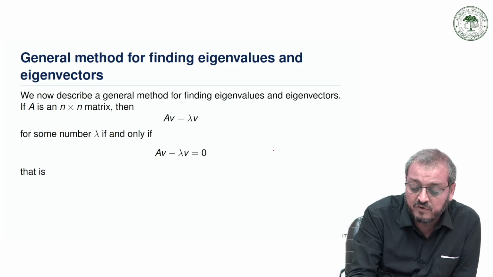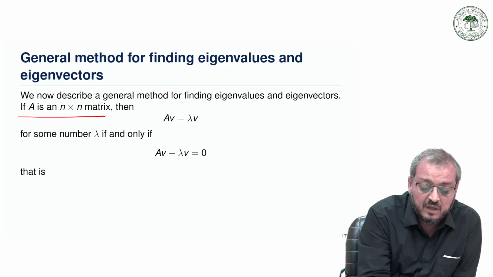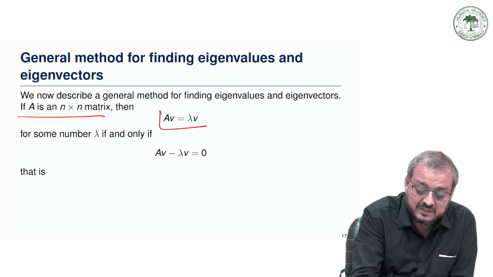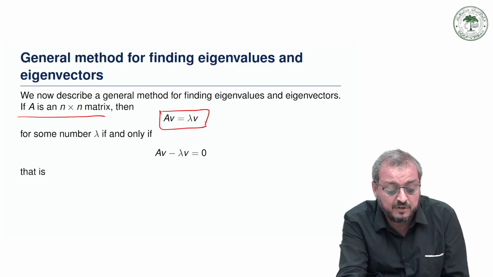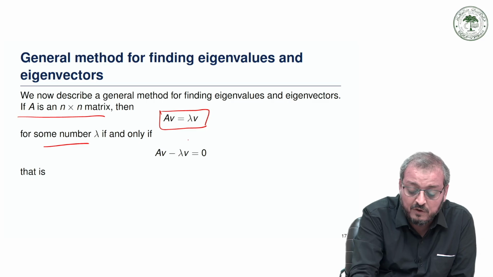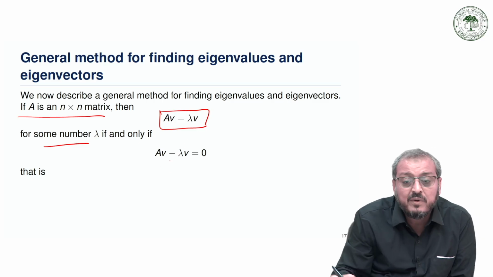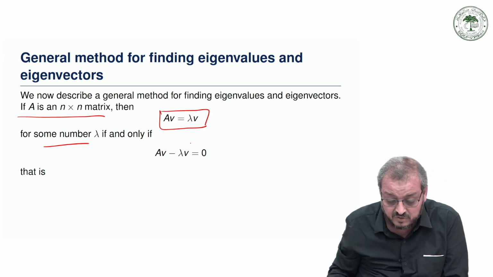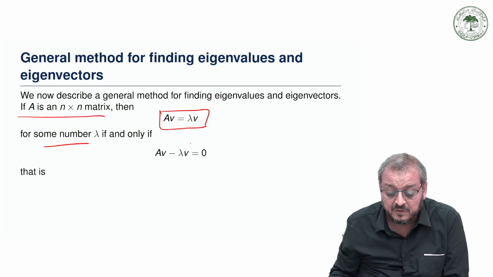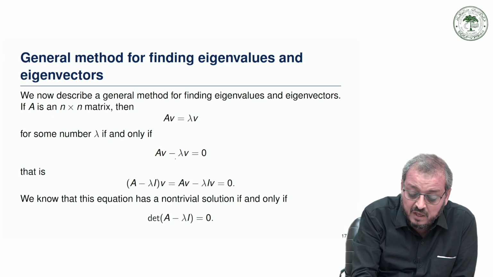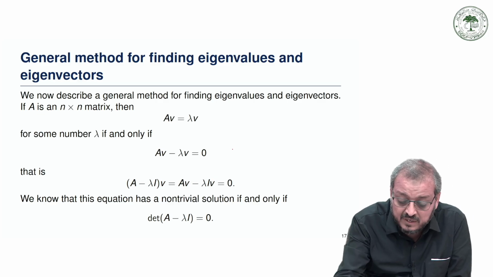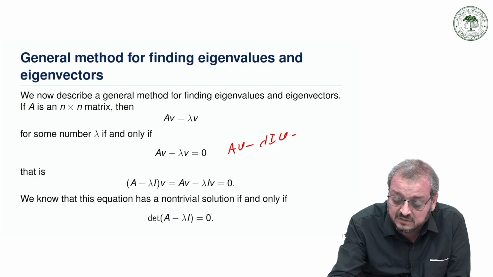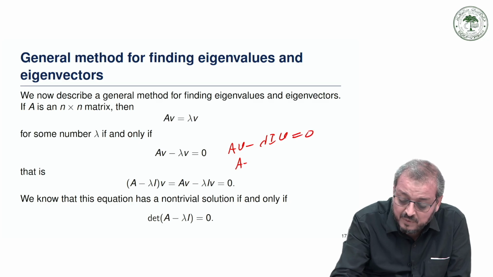If A is an n by n matrix, then by definition Av = λv for some λ. This means Av minus λv is equal to 0. This can be written as (A minus λI)v equal to 0, where I is the identity matrix.